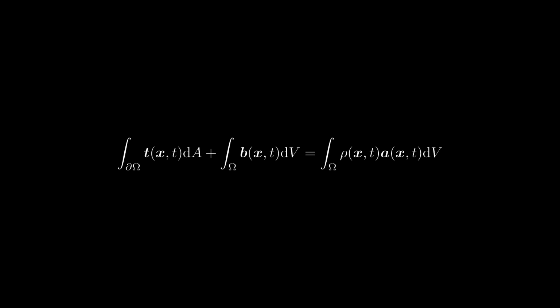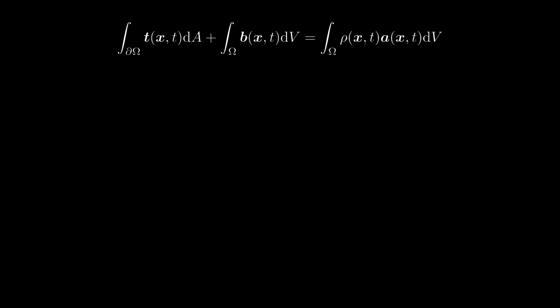However, in continuum mechanics, we are most often interested in a local form of the balance of linear momentum. That is, we are interested in the balance of linear momentum at each point in the object. To obtain the local form of the balance of linear momentum, we have to reformulate the global balance of linear momentum. So let's do this step by step.